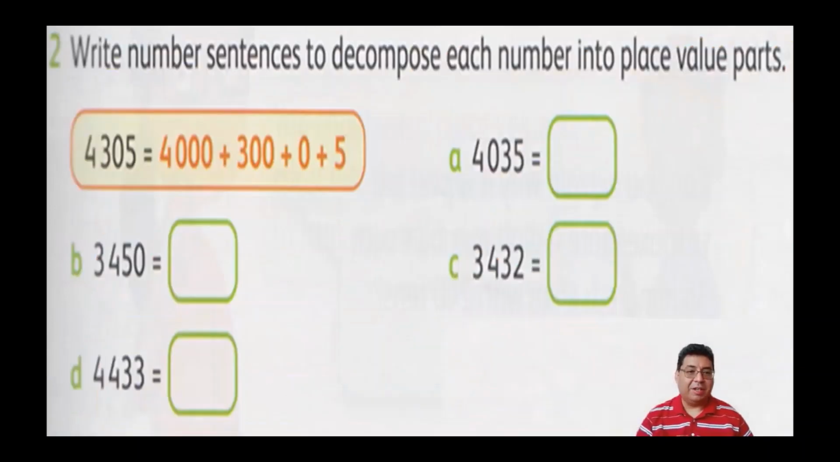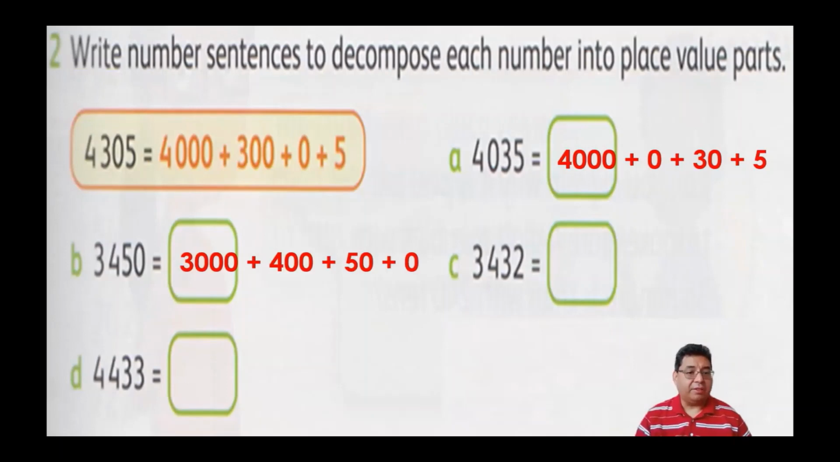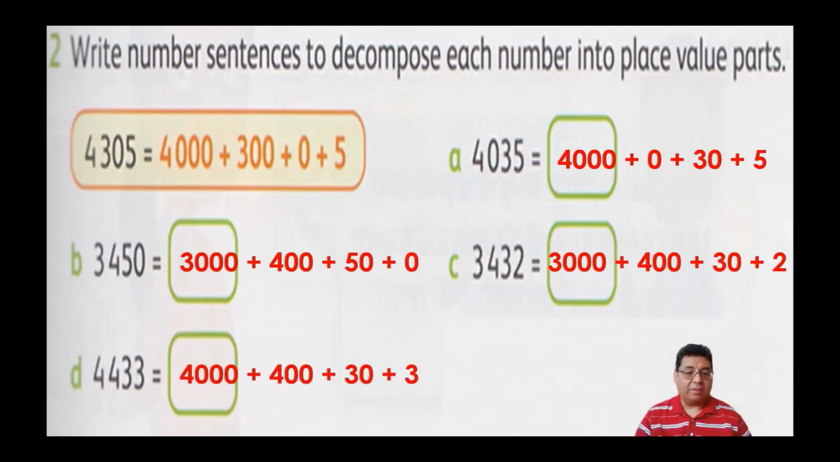Okay, so here we're going to partition these numbers out like the example shows. So for letter A, we have 4035, which looks like this. For letter B, we have 3450, which looks like this. For letter C, we have 3432, which looks like this. And for letter D, we have 4433, which looks like this.